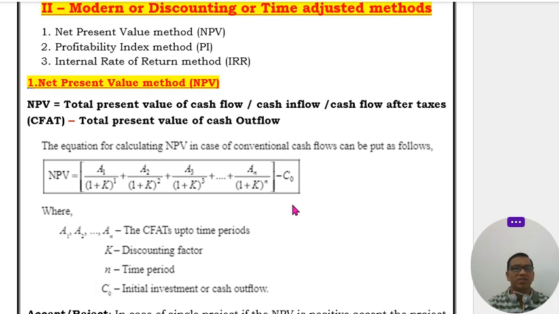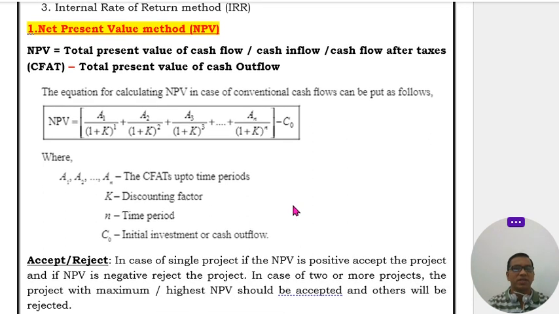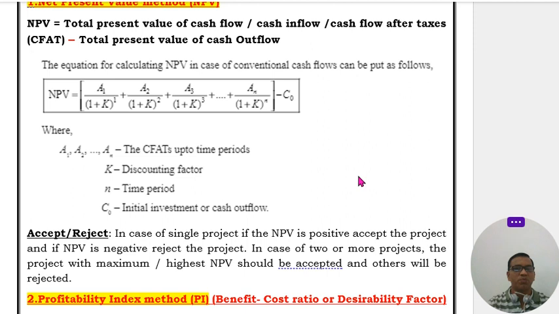And how will you make the decision, accept or reject? In case of a single project, if the NPV is positive, the project will be accepted. If the NPV is negative, the project will be rejected. That is the decision criteria.